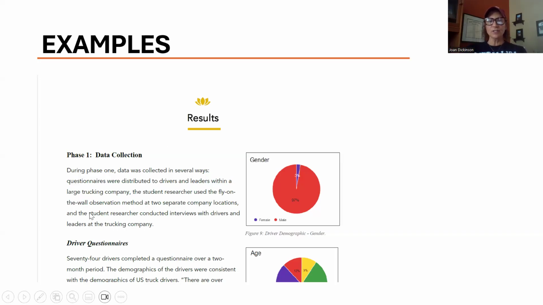You can organize your results according to phases. But notice how she gives us a brief introductory paragraph to remind the reader what she's doing. Also notice that she's giving us figures, and this is really important in the results chapter. Anytime you can show figures, very, very helpful. And you can see here, we're looking at percentages. This is descriptive statistics. Here she's describing the sample. Okay.